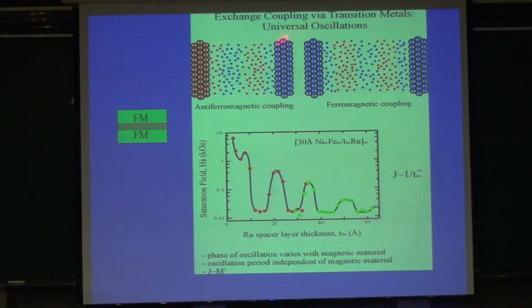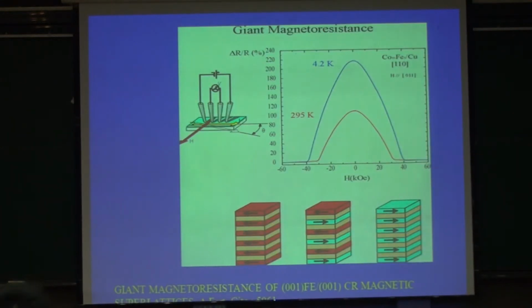The antiferromagnetic coupling works something like this. You magnetize one layer in one direction and the other in the opposite direction. The conduction electrons in between, because of the Fermi wave vector, will oscillate. So if you change the thickness of the spacer, they oscillate like an RKKY oscillation.